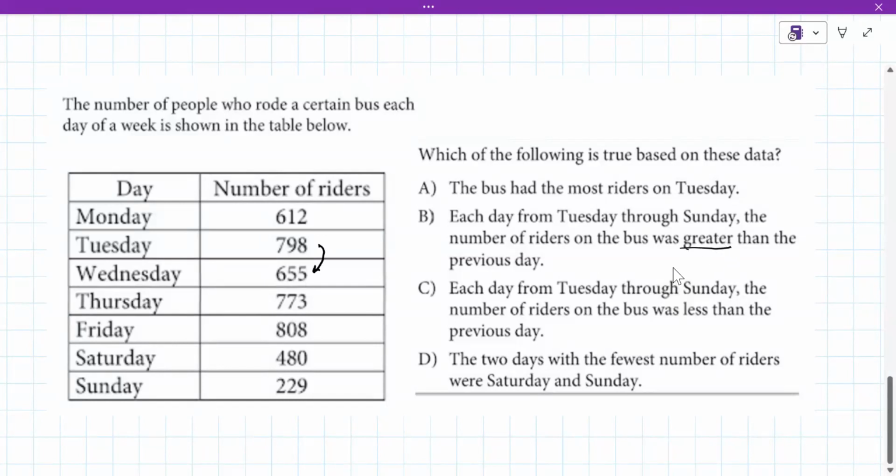So B says that it gets greater, starting on Tuesday through Sunday. Is it greater going from Tuesday to Wednesday? Oh no, in fact, it's getting smaller, so it might be C. Would it be D? It is. So there's always an exception, right?